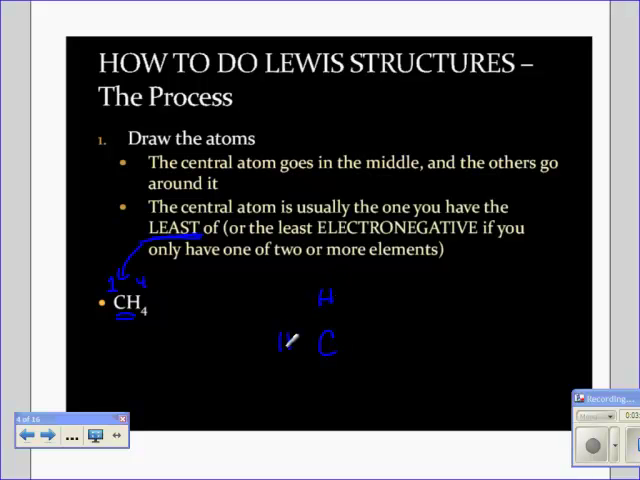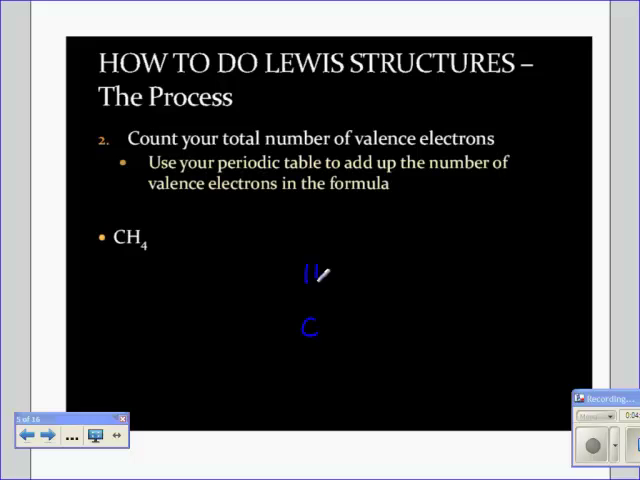Hydrogens around it. 2, 3, 4. I'll just put 1 on each side. So I picked carbon for the middle because I had only 1 carbon, so it goes in the middle. If you have a tie, you only have like 1 of each of them, then you look for the least electronegative. That's the furthest from fluorine, because fluorine is the most electronegative. And then we're good. So here's what I have so far for my Lewis picture. I've got a C with 4 H's around it. I'm just going to redraw that here.